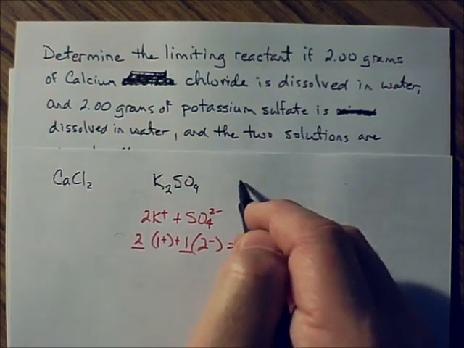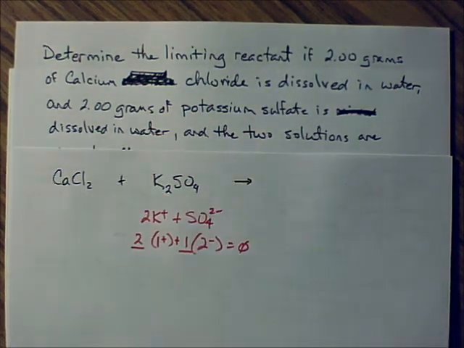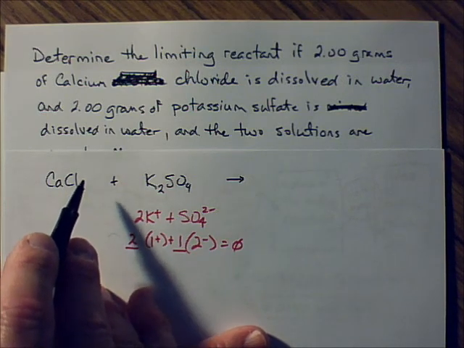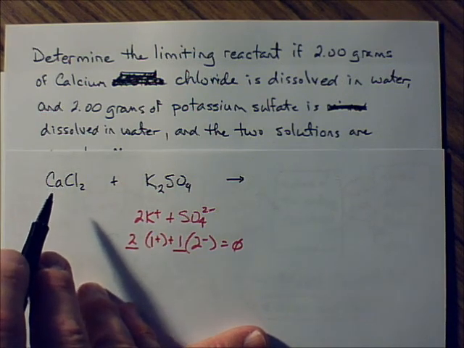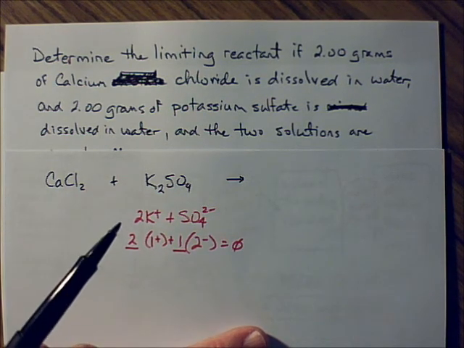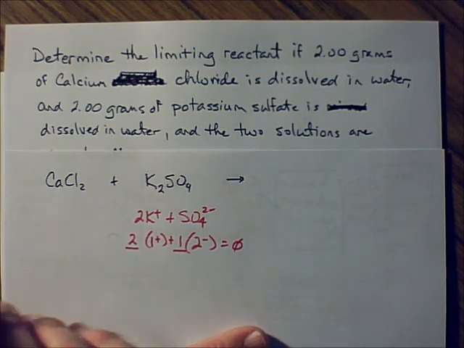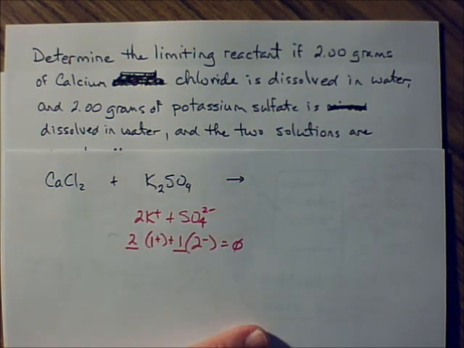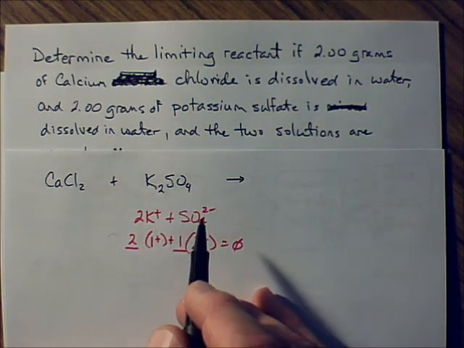Alright, now we need to figure out what our products are going to be for this equation. So I have an ionic compound here. I have an ionic compound here. How do I know it's ionic? Metal and nonmetal. I have an ionic compound here. How did I know that was ionic? There's no metal, nonmetal. This has a polyatomic ion in it.